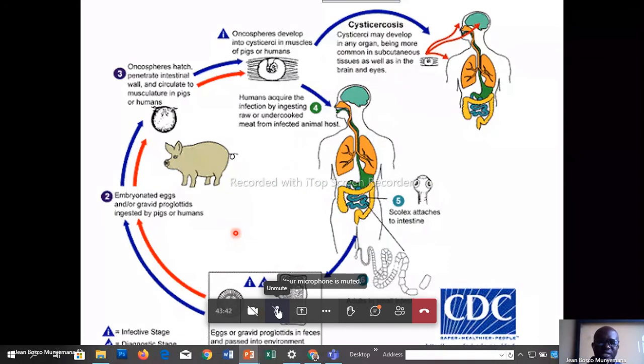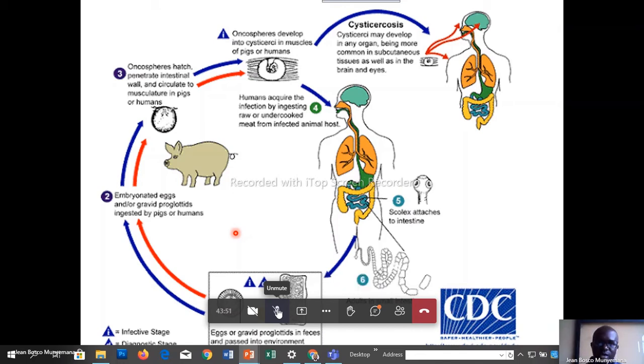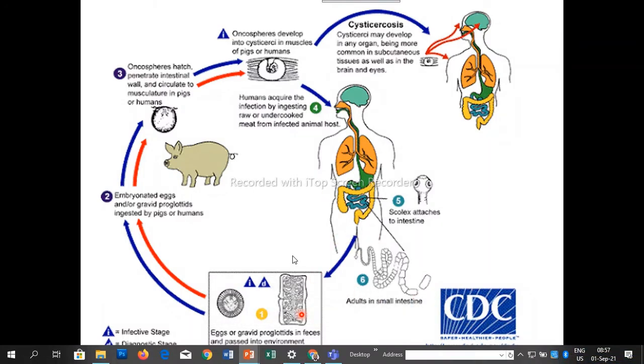So it's not the usual life cycle. The difference from the other life cycle is that in this circumstance, a human gets infected by consuming eggs of the tapeworm. In the normal circumstance, we have seen that gravid proglottids pass in the stool, and we have eggs in the environment. Then the eggs or gravid proglottids will be ingested by the pig, and oncospheres from the egg will penetrate the intestinal wall and circulate to the muscles, and develop into cysticerci in the muscle of pig or human. So the contamination is the same, by consuming eggs.